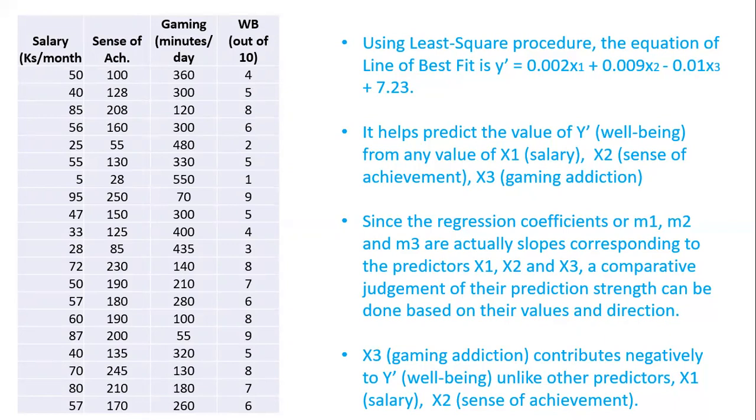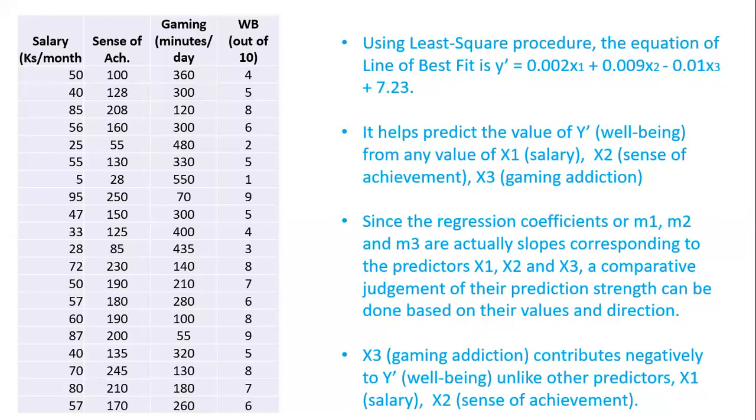So let's go into it more specifically. This prediction line, or the line of best fit, helps predict, you're talking about the second bullet point here, the value of y, or y predicted, well-being, from any set of values of x1, x2, and x3. Since the regression coefficients m1, m2, and m3 are actually slopes corresponding to predictors x1, x2, and x3, beg your pardon, a comparative judgment of their prediction strength can be done based on their values and direction.